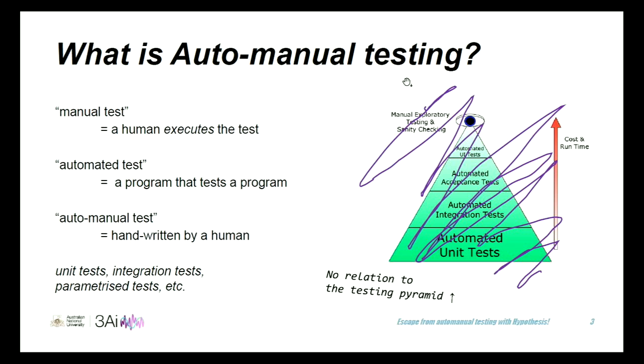An automated test is where you've written a program that tests your program for you. Because this is kind of what we do as programmers. We write programs to do our jobs for us and then hopefully get a more interesting job. So an auto manual test is a program to test a program that was handwritten by a human. This can include unit tests, integration tests, parameterized tests. There's a lot of kinds of tests. But fundamentally, if you write it and then a computer runs it, I call it an auto manual test.